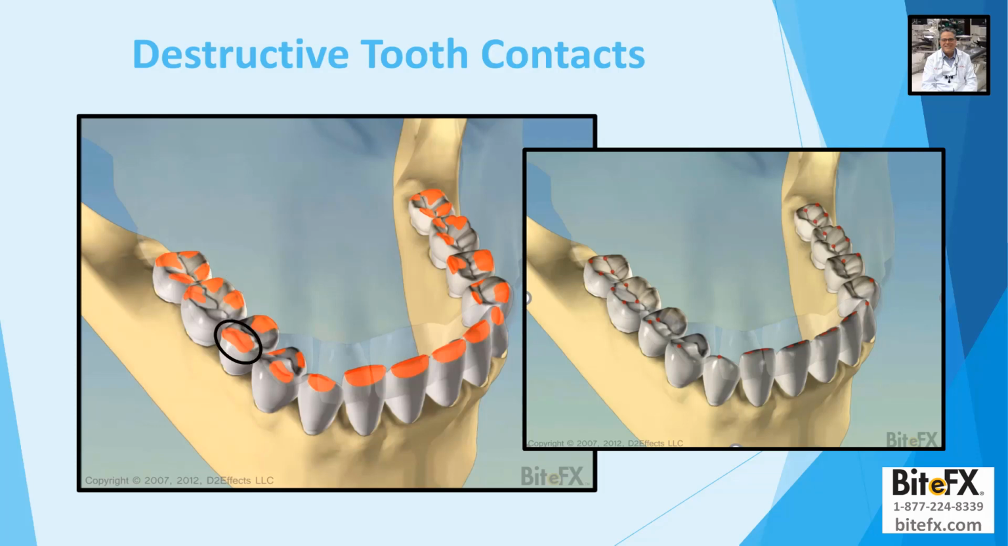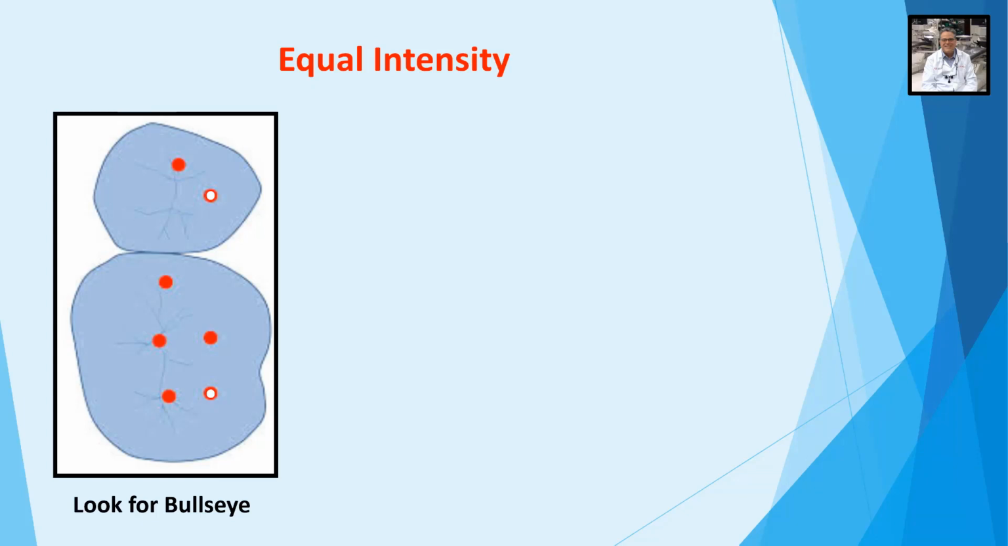Also notice the working cusps on the picture on the left have broad contact. Not only do they cover the tip, but they cover the inclines. And also notice that the front teeth have a wide, broad contact. These are destructive. We want them to look more like the picture on the right, point tips and thin lines. We want them to have equal intensity.